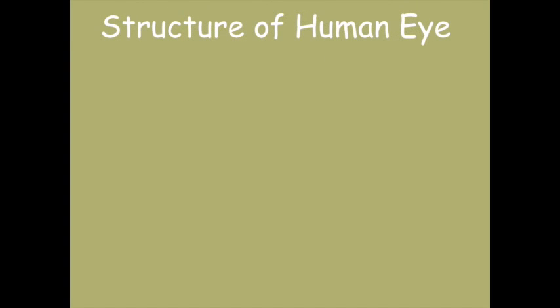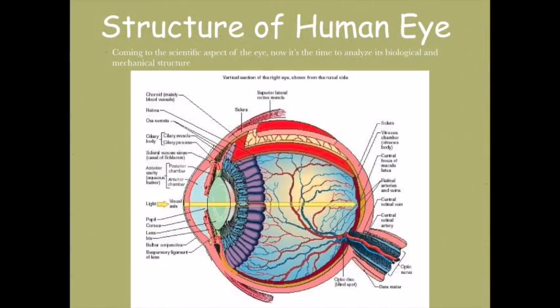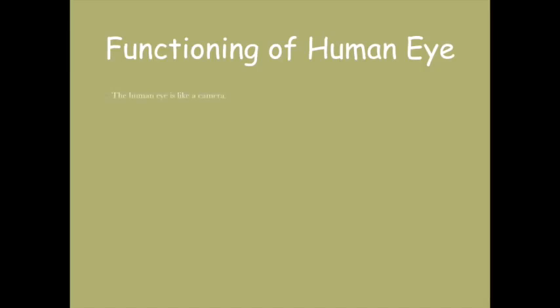So, coming to the scientific aspect of the human eye, now is the time to analyze the biological features of the human eye. Given below is a picture which you will usually find in any of the books. So this is actually how it looks for a biologist. Now let's learn about the functioning of the human eye. So in simple words, the human eye is just like a camera.